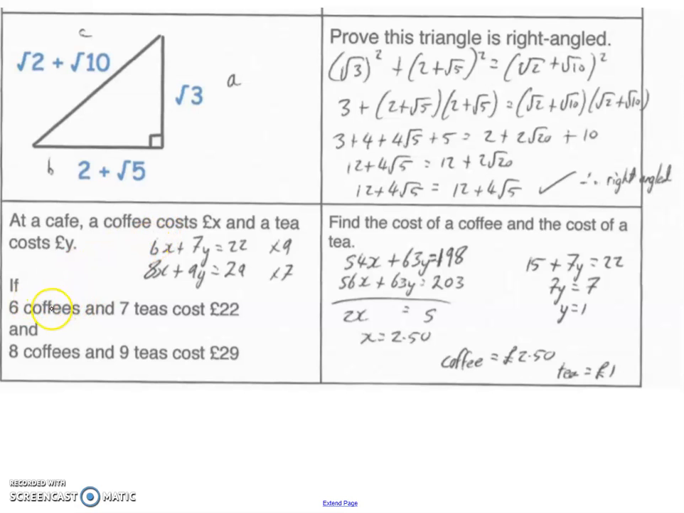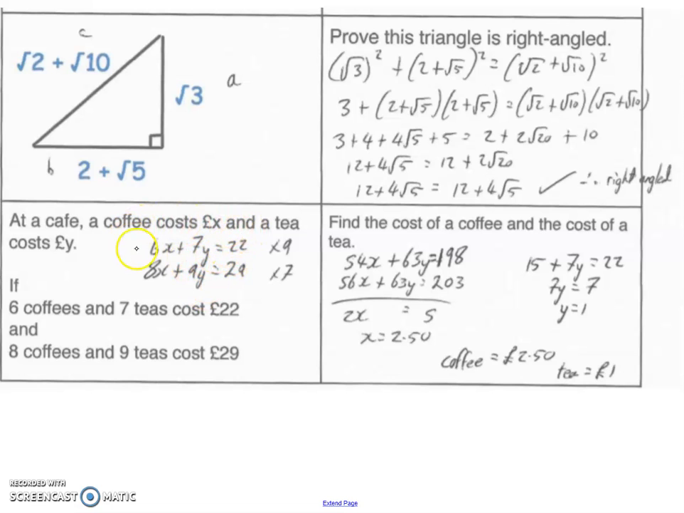So based on that, using this statement here, we've done 6x, so our 6 coffees, and our 7 teas equals 22. And then we've done our 8 coffees and our 9 teas cost £29. Okay, so we have to make one of these variables the same, the coefficient in front of x or y the same. Okay, so Mr. Corbett here decided to make our y's the same.